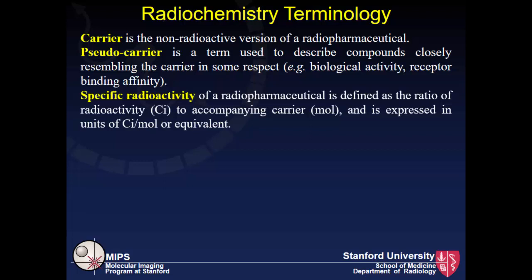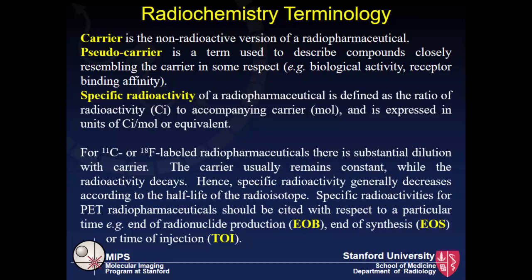Another term is specific radioactivity. For a radiopharmaceutical, it is defined as the ratio of the activity, typically in the U.S. in curies, everywhere else in becquerels, to the accompanying carrier in moles, as expressed in U.S. terms, curies per mole or some equivalent terminology with respect to the units.